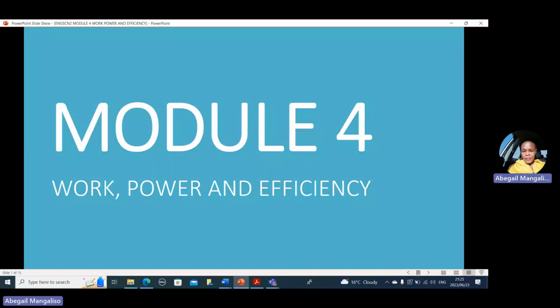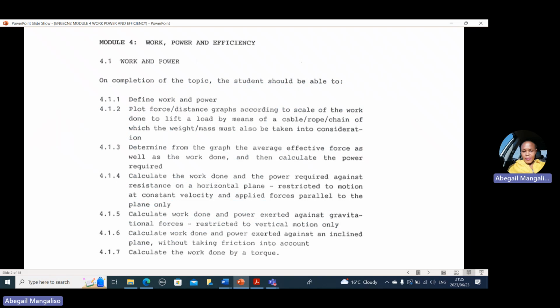In this chapter, I'm going to talk about work, power, and efficiency. This module learning outcome is work done and power. You must be able to define work done and power.